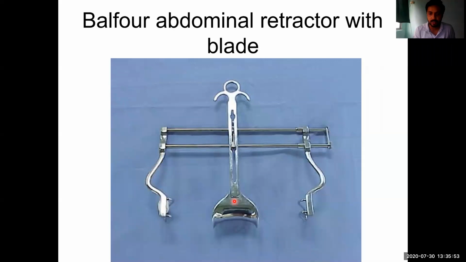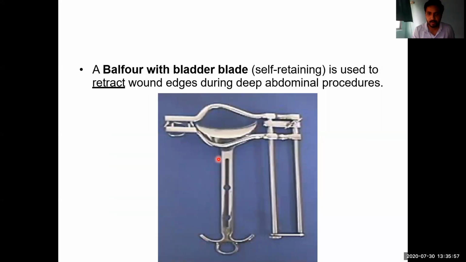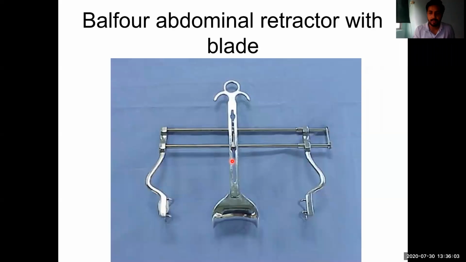For attachment of this third one, there is another screw-like instrument. So you have to fix the third handle, the third one, with this screw, and you can retract the stomach, the other viscera, intestines, and you can even retract the liver to go to your site of operation. Okay, so where can we use this?